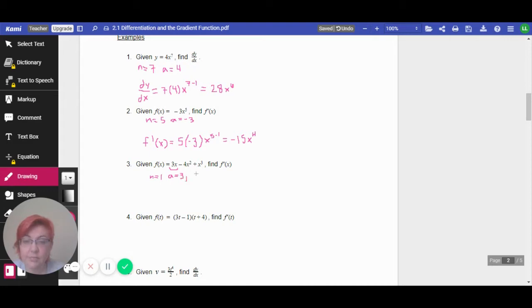For my next term, n equals 2, and a equals -4, because that's the coefficient of that term. And finally, for my last term, n equals 3, my exponent, and a equals, again, there's nothing written out front, so I assume it is 1. All right.